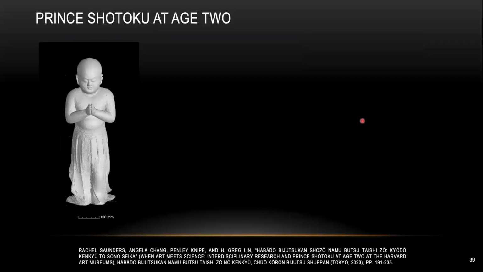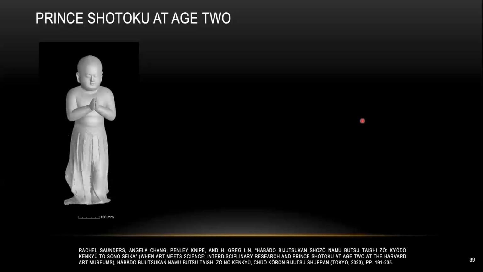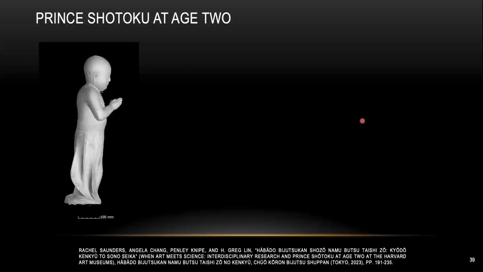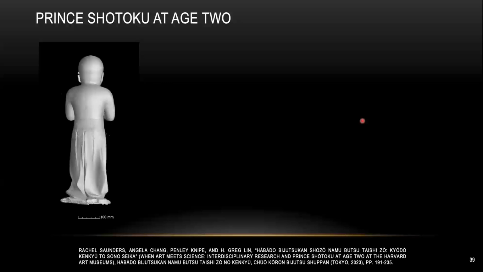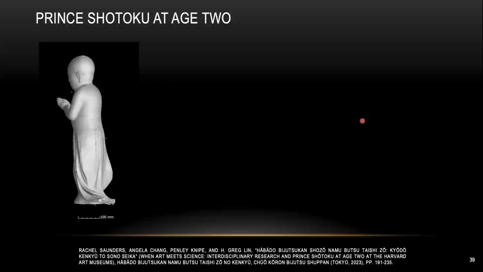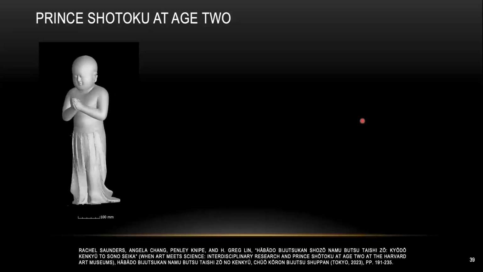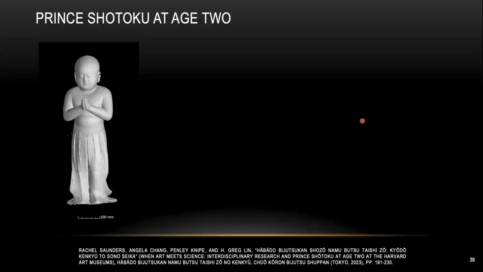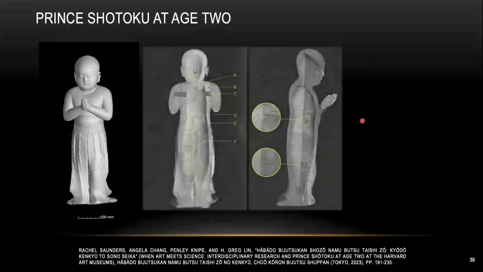So again, the Prince Shotoku. We did a micro CT scan of the entire sculpture, and due to the size of the sculpture, we needed 5 different sections of imaging and did some manual stitching later. Now we have digitized the entire sculpture, so you can view it in all different orientations and open it up to see what's going on. For instance, if you cut the sculpture in the coronal plane, you can learn how the sculpture was constructed and built.